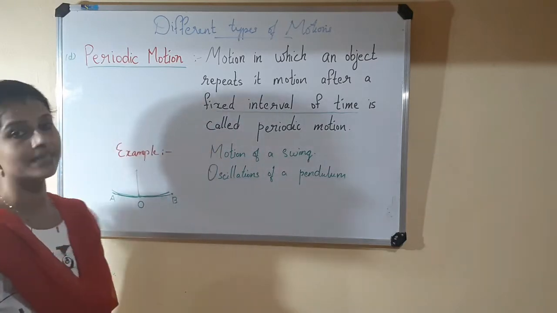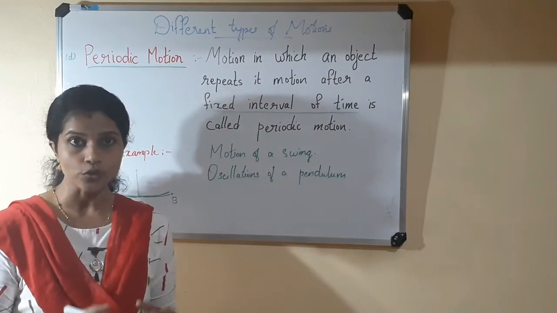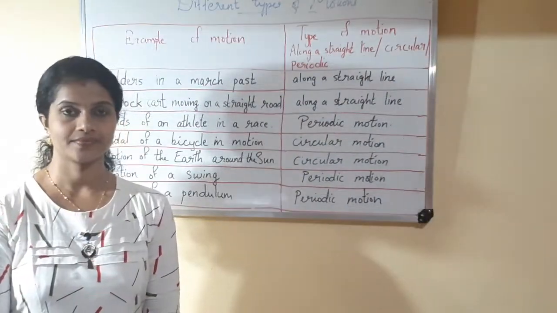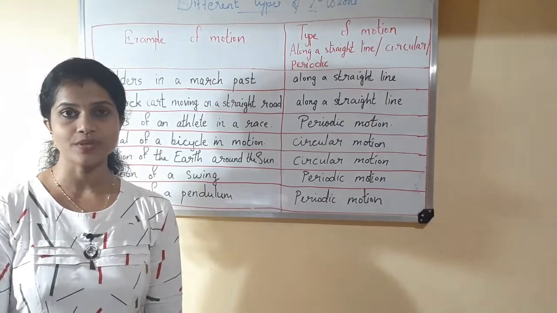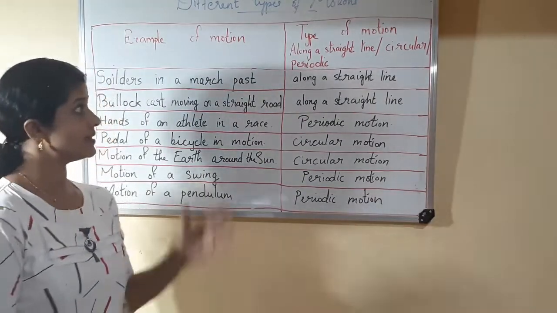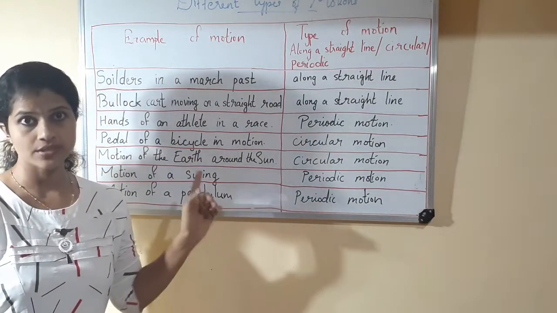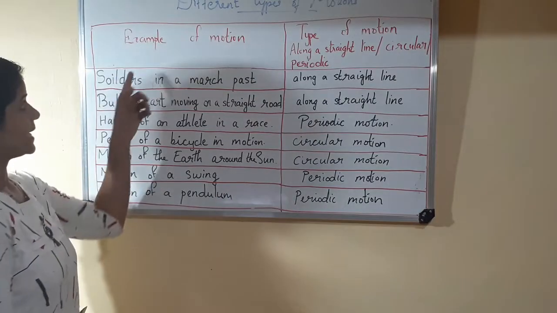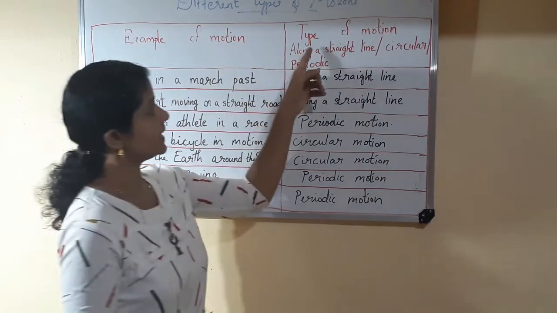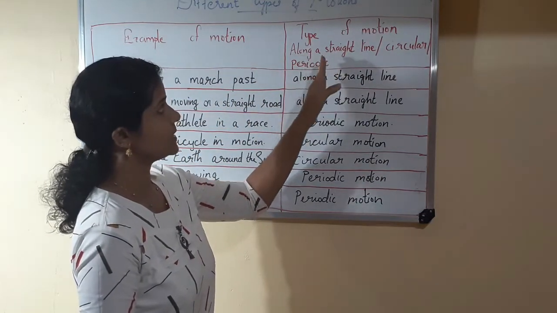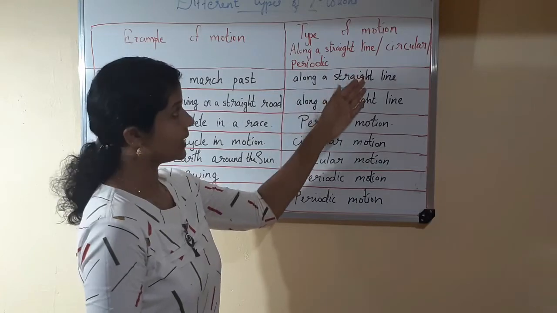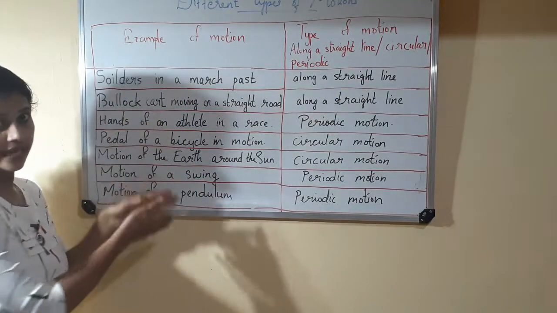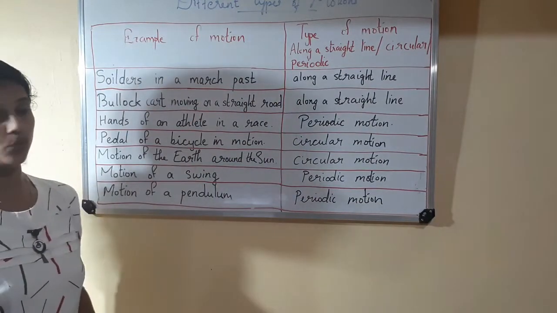So these are all the 4 types of motions, or we can say that these are the main different types of motions. Let's see some examples of different types of motion. This activity is there in your textbook. This is the first activity of your textbook. So let's see. Example of motion, and here specified that type of motion. You have to specify whether it is a motion along a straight line, or it is a circular motion, or it is a periodic motion. So you are having an example. So let's read one by one.